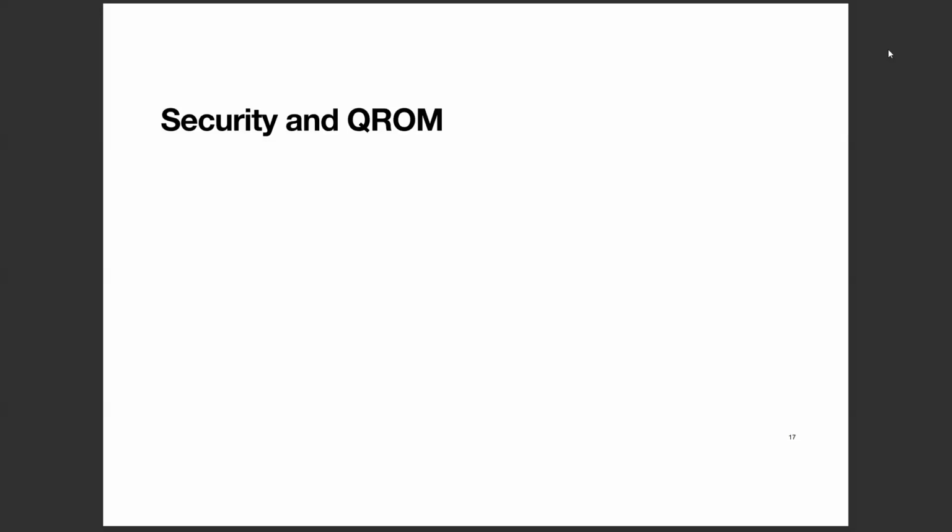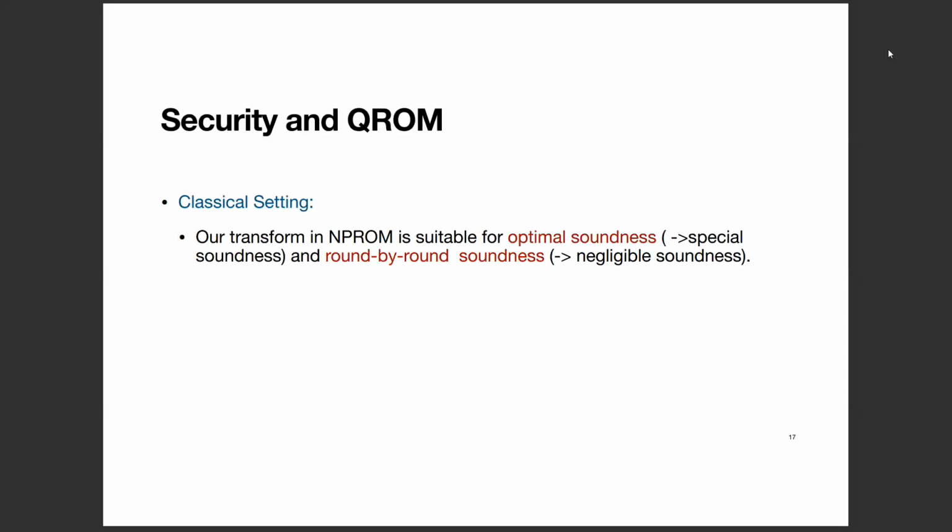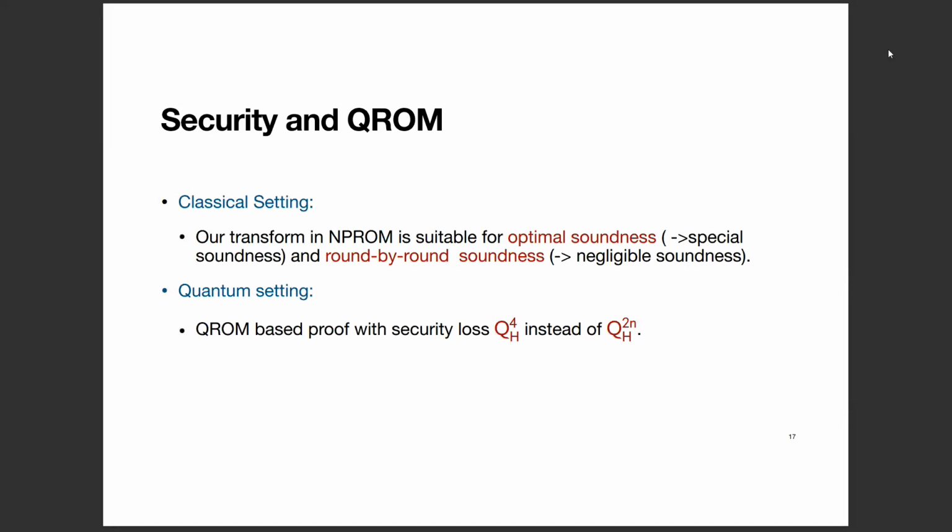I need to emphasize some security and the theorem about our transform. So in the classical setting, our transform is in the NP room and is suitable for optimal soundness, which is a generalization of special soundness and round-by-round soundness, which can be implied by the negligible soundness. And in the quantum setting, we have the Q room-based proof with security loss QH to the 4 instead of QH to the 2n, with QH the number of hash queries and n the number of rounds.